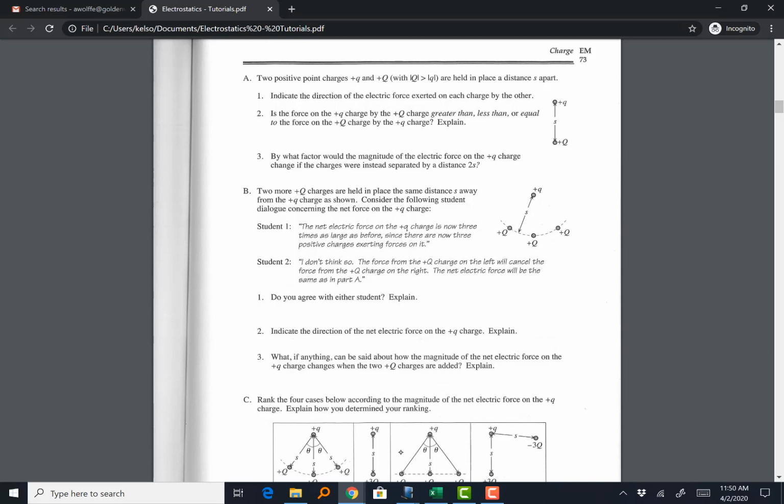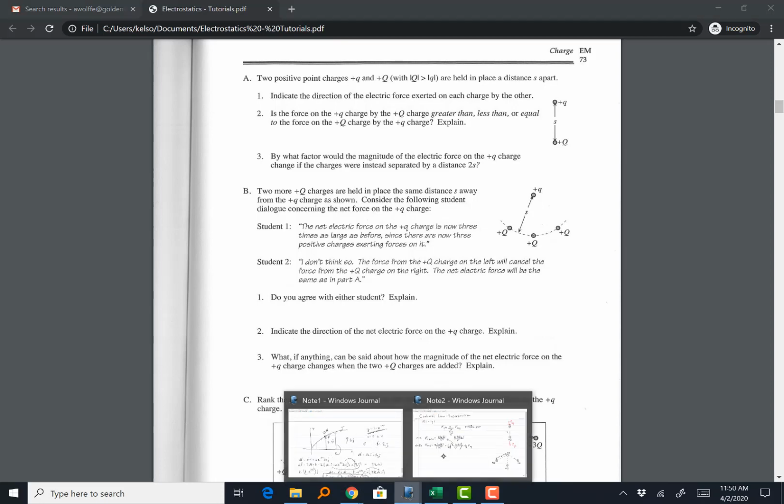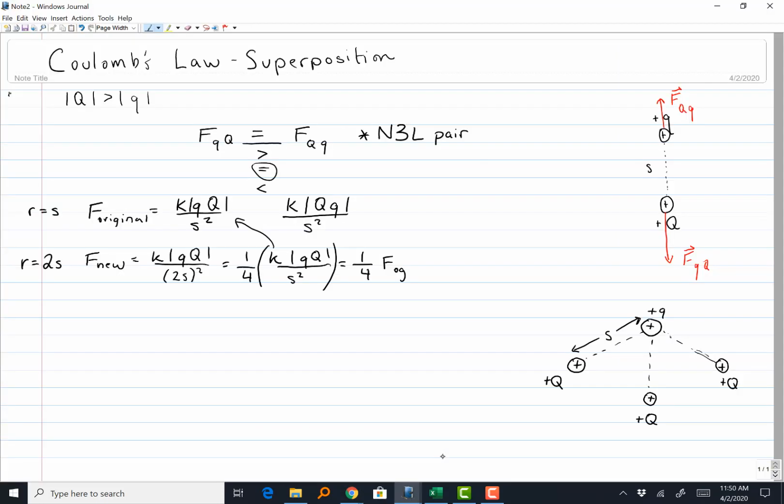All right, so both of these students have elements of their answers that are correct, and they both have elements that are incorrect. So the final answer to this should be that we disagree with both students, but let's see why. We're looking at the net force on small q, so we want to know something about that. Let's start by putting the forces on our diagram for little q.